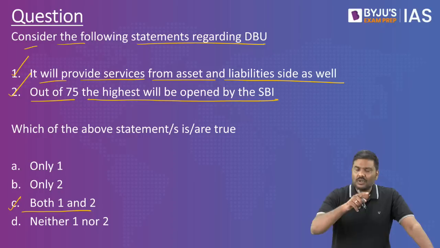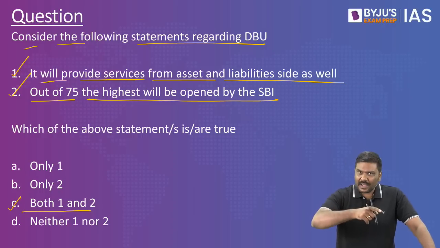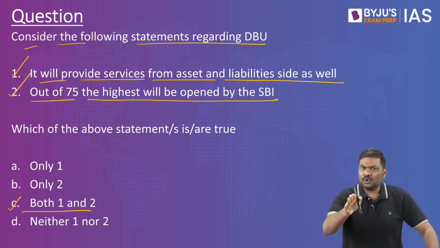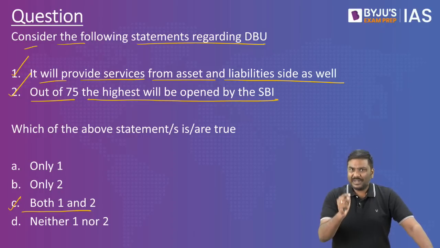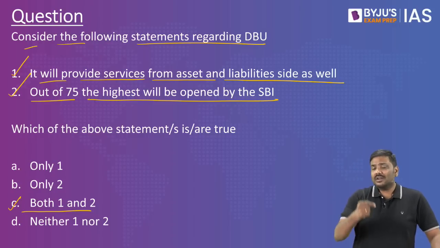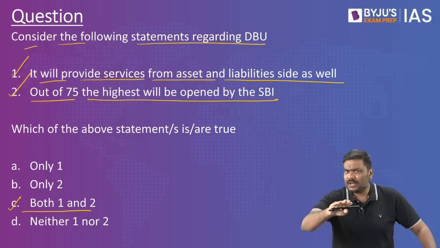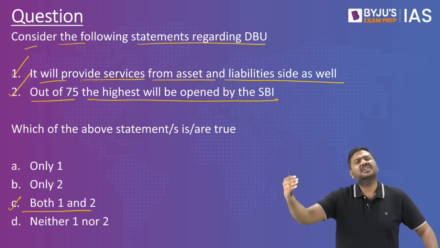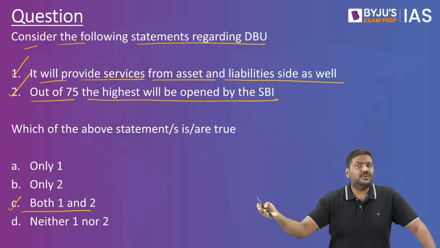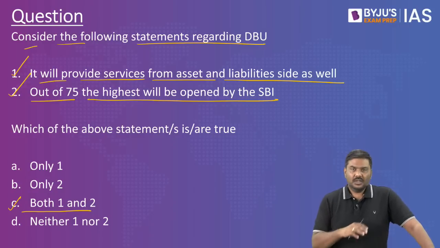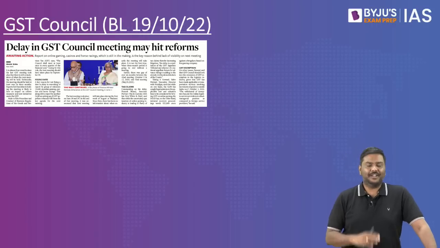Having said so, remember this also. I said public sector banks as well as private sector banks are allowed to open DBU. But the payment banks or regional rural banks are not allowed because their operations or their scope and objectives are completely different. So these are the points regarding this article.